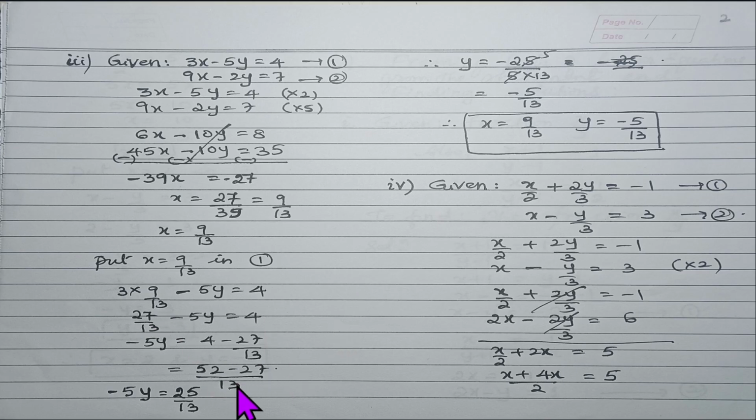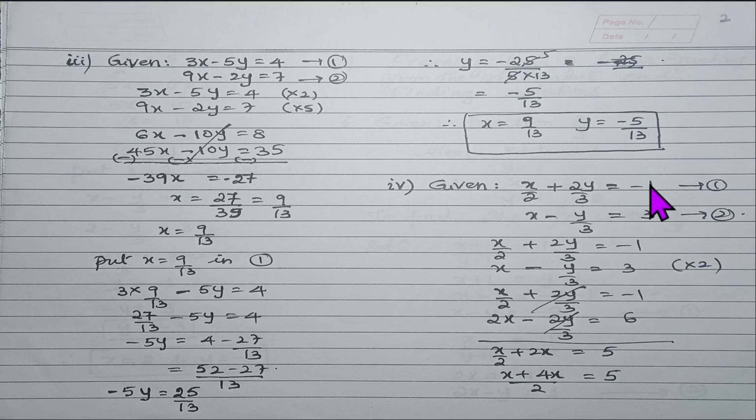We get again LCM is 13. So 13 fours are 52 minus 27 by 13. So minus 5y equal to 25 by 13, or y is equal to minus 25 by 5 into 13, and by cancelling 5 and 5 we get minus 5 by 13. And therefore x is equal to 9 by 13 and y is equal to minus 5 by 13, and that is the procedure of the elimination method of solving a pair of linear equations.